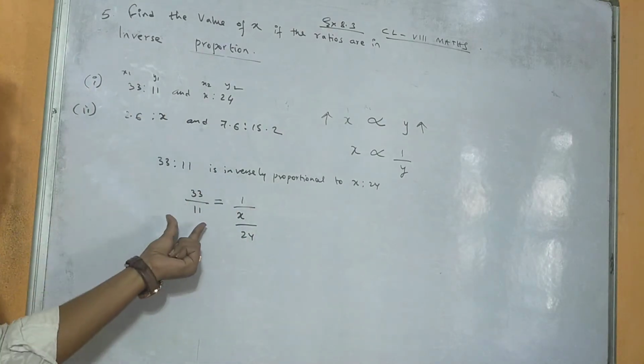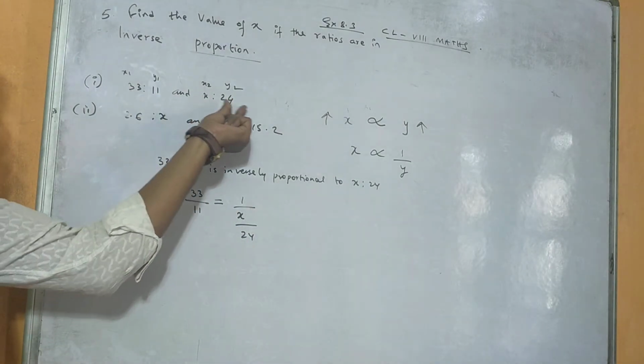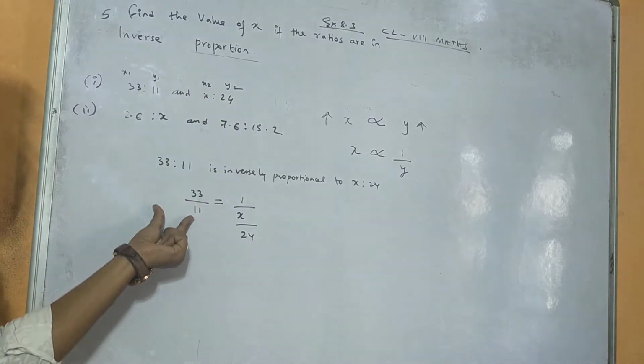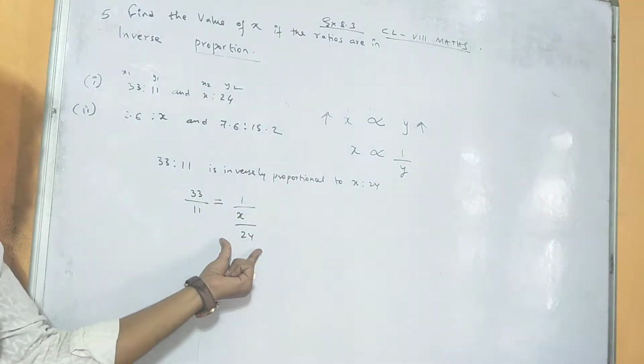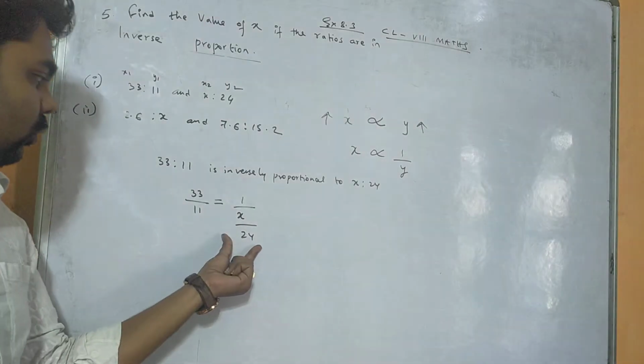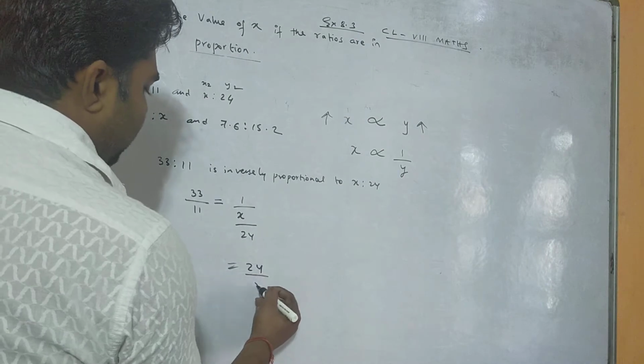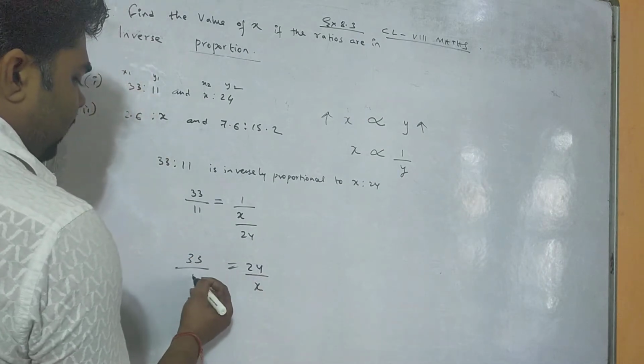So 33 is to 11 as x is to 24, meaning x by 24. But how is it related here? Inversely proportional. So 1 by x is to 24, right? When you take the reciprocal, 24 will be going up and this will be down. That is 33 by 11.